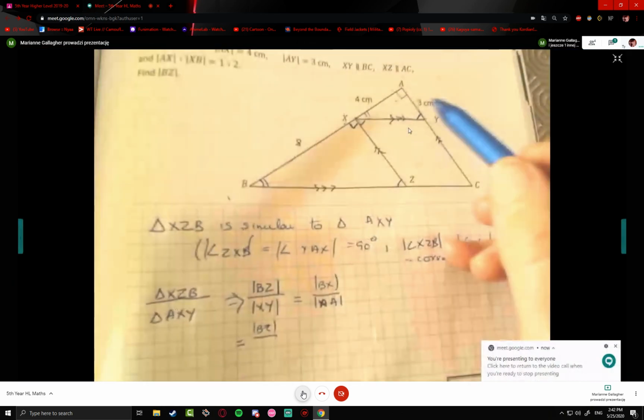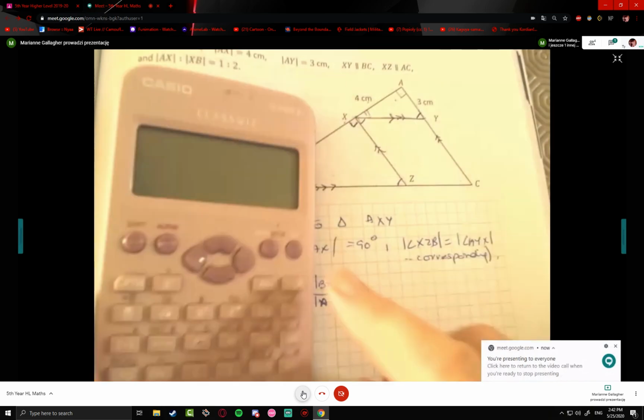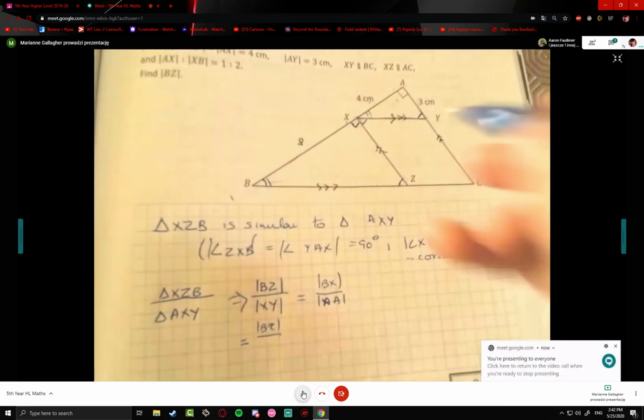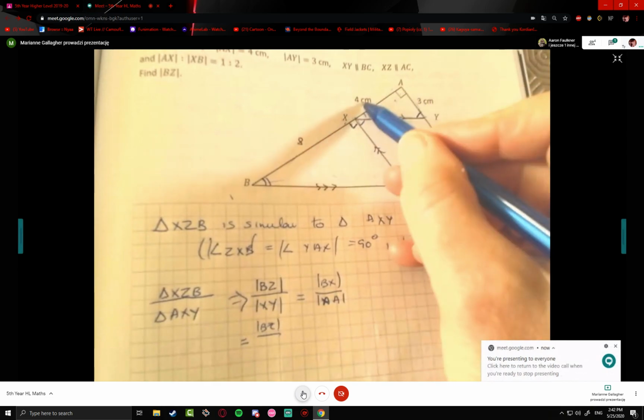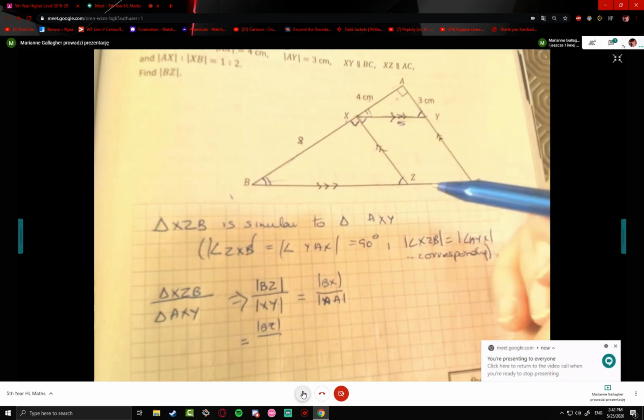3, 4, and 5. If you can't remember, you can work it out, but try and remember that, okay? Because 3 squared is 9 and 4 squared is 16. Add 9 and 16, you get 25. Square root of 25 is 5.